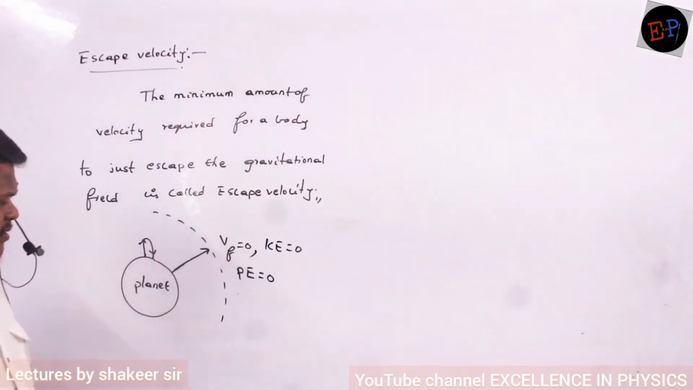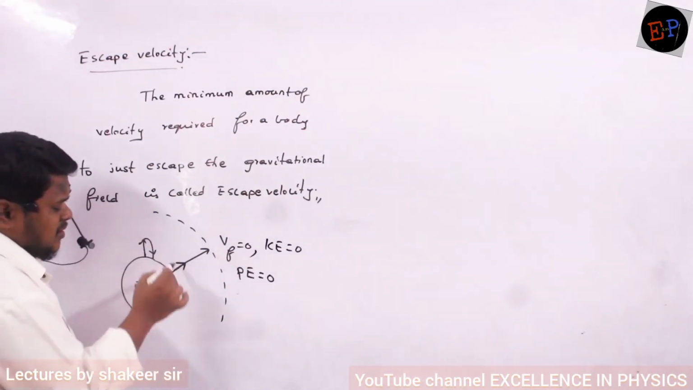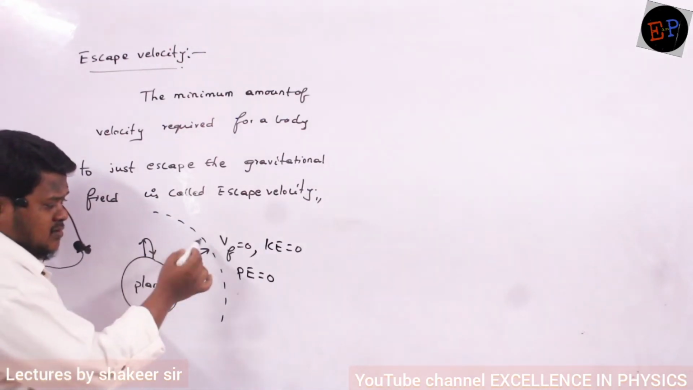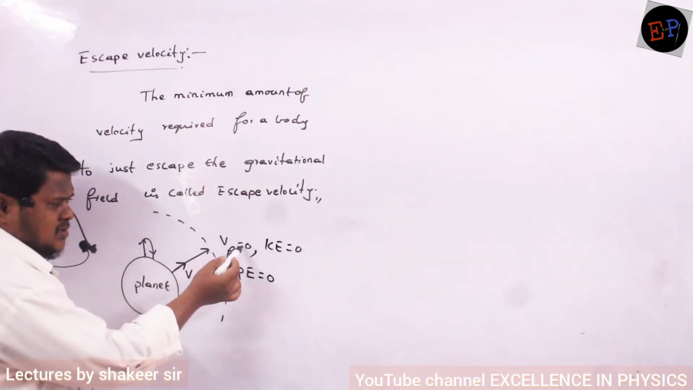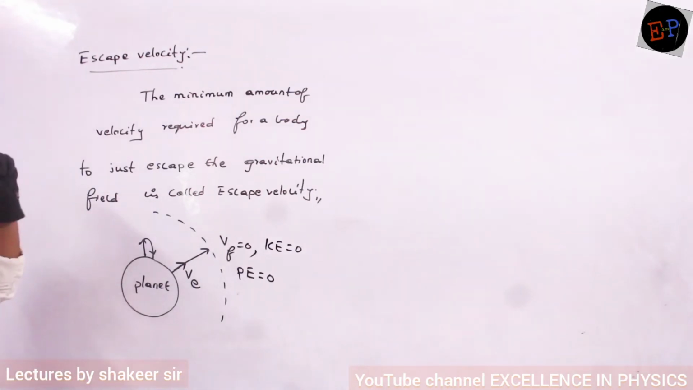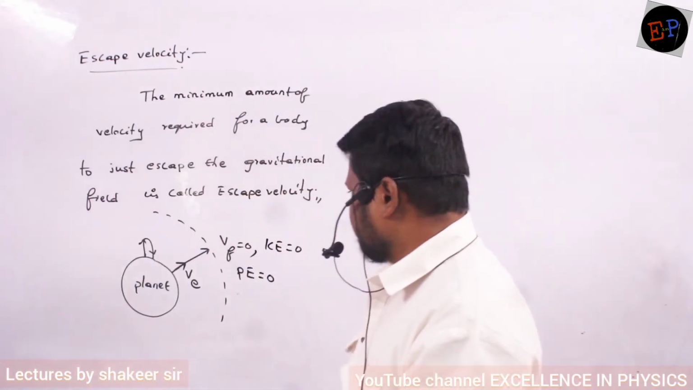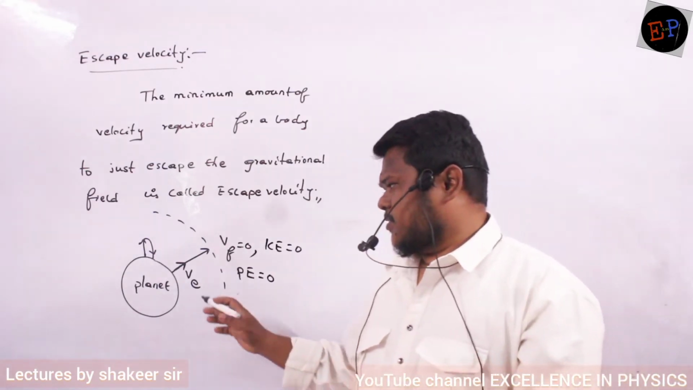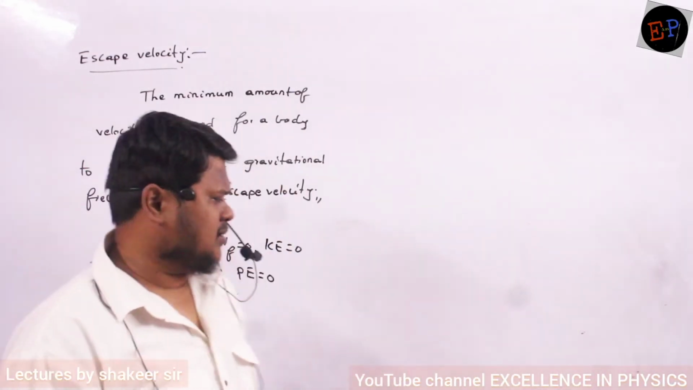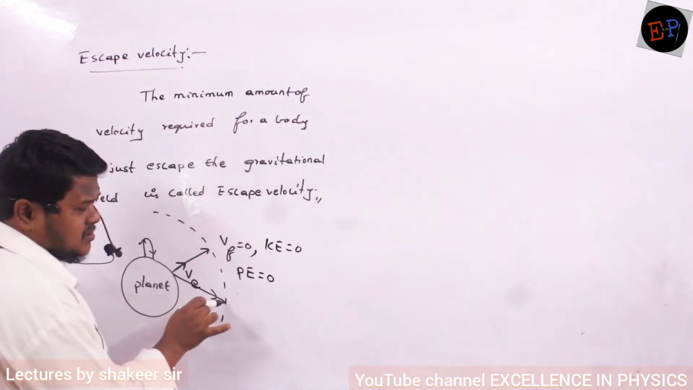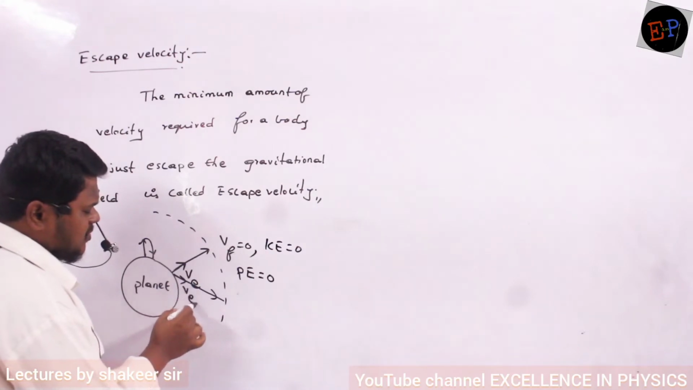Already we have studied, no? So the velocity with which I have to throw a body, so that after crossing the gravitational field its final velocity, kinetic energy and potential energy become 0, that amount of minimum velocity is called escape velocity. Are you able to understand? And escape velocity doesn't depend on direction. It is not that every time you have to throw like this only. You can throw in any direction. Then also, if it escapes the gravitational field, that velocity is called escape velocity.